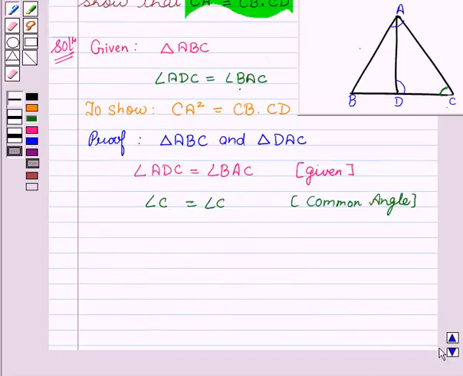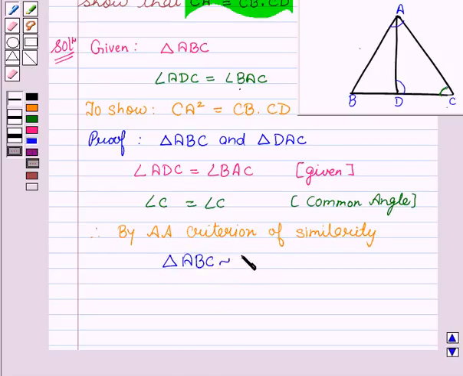Now, we can say that by AA criteria of similarity, the triangle ABC is similar to triangle DAC.